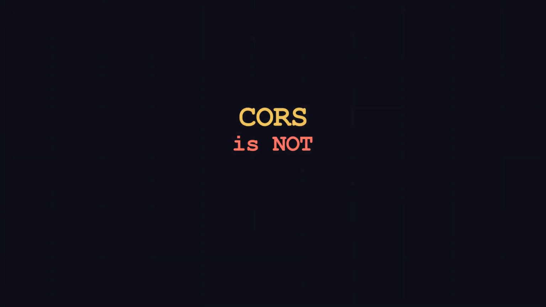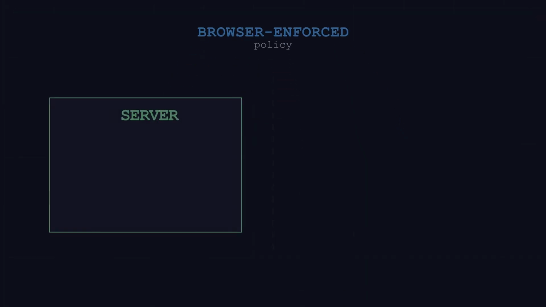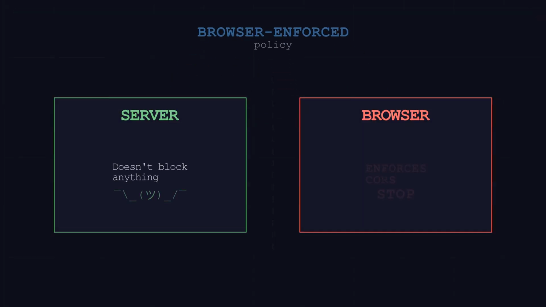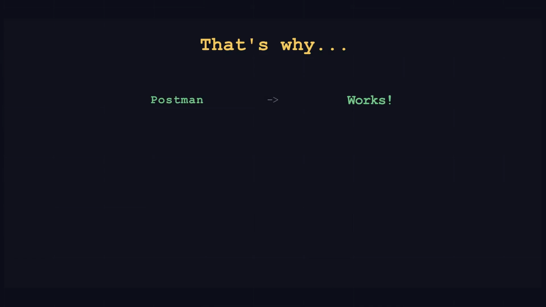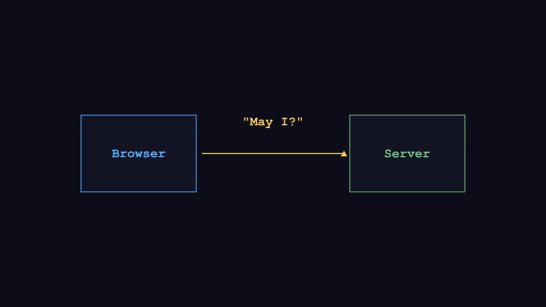CORS is not a server-side security mechanism. It's a browser-enforced policy. The server doesn't block anything. The browser does. That's why Postman works. That's why your backend can call any API it wants. That's why server-to-server requests never hit CORS errors. Only browsers enforce this. Once you understand that, CORS stops being mysterious. It's just the browser asking for permission, and the server saying yes or no through headers. Cognitive architecture updated.